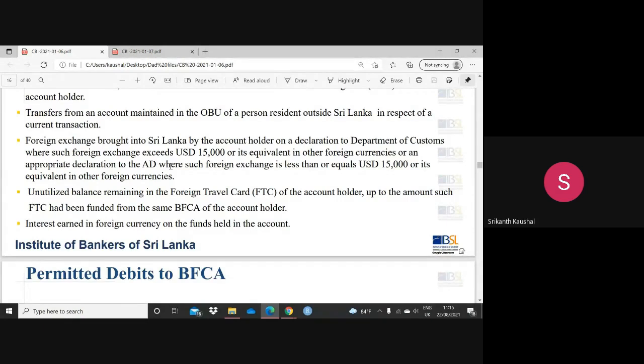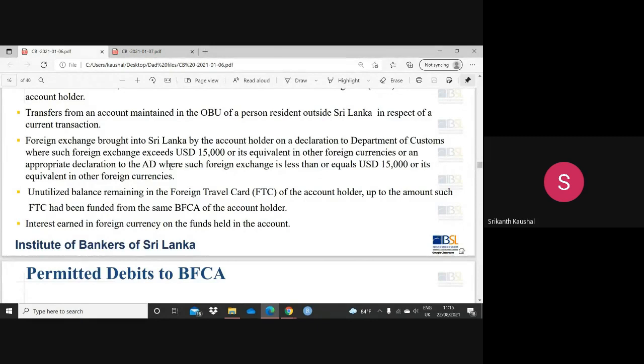There is a separate counter. You have to go there and prove that you have brought this foreign exchange with you. They give a small declaration receipt. You have to bring that small receipt with you, go to the bank, and show it when you want to deposit. That is more than enough.